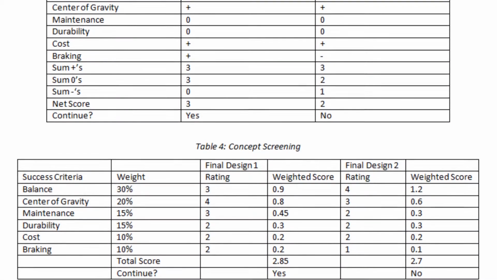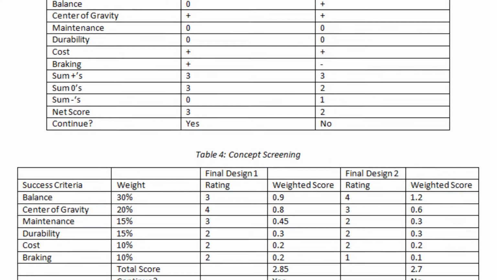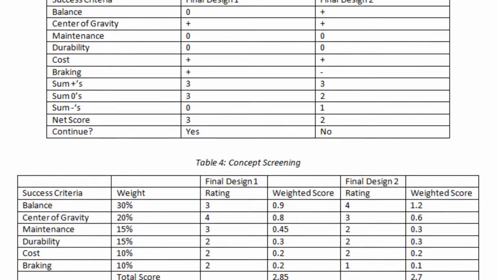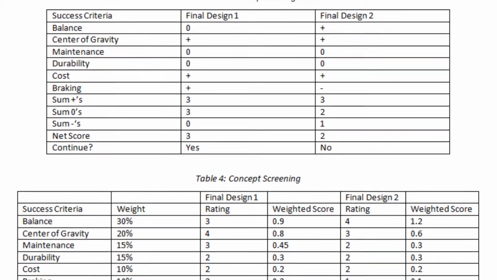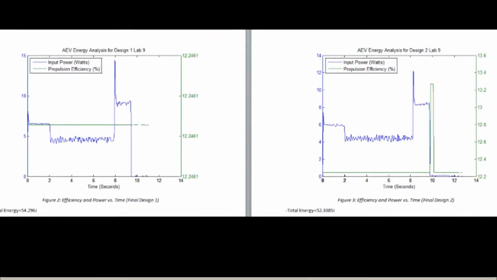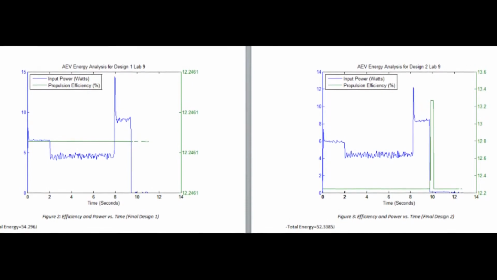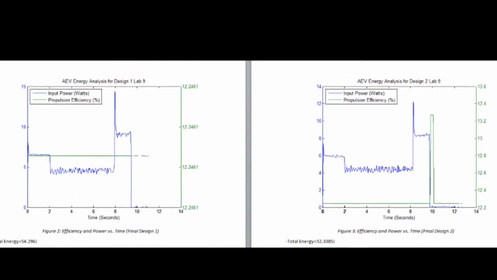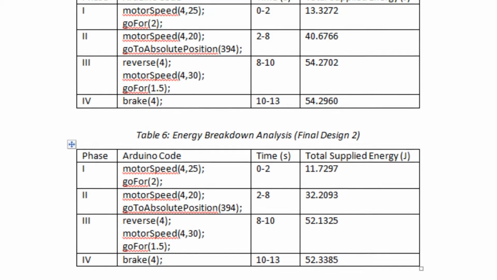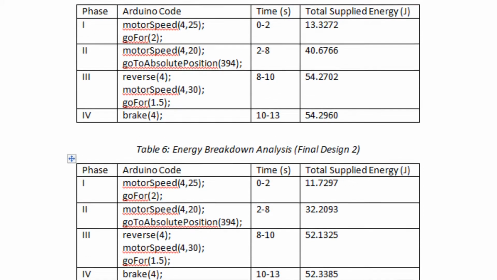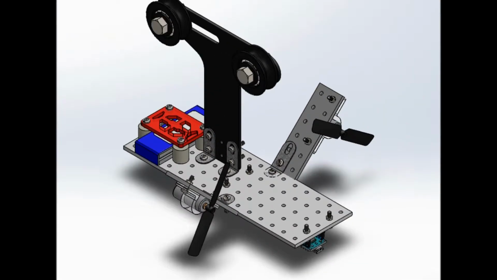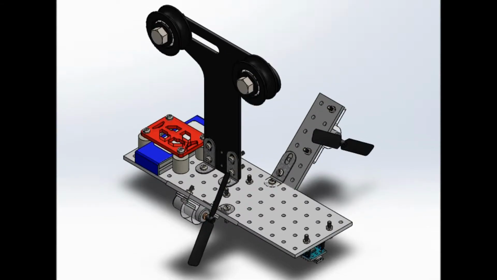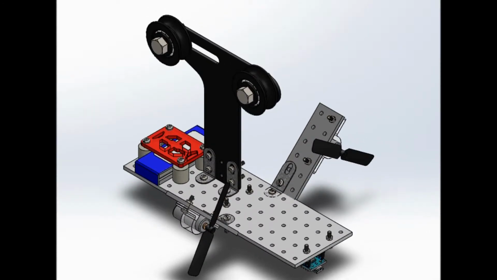To compare the two final designs of the AEV, the team proceeded with the concept screening and scoring matrices. Based on the results, Final Design 1 scored better than Final Design 2, but due to the closeness of their scoring, the team decided to run tests on both designs. They were run on a track with the same code, and their efficiencies were compared. Final Design 2 did better quantitatively compared to Final Design 1. However, it was only a mere 2 joules difference.